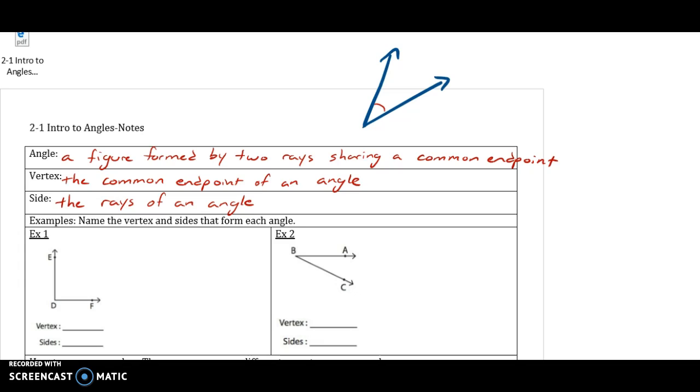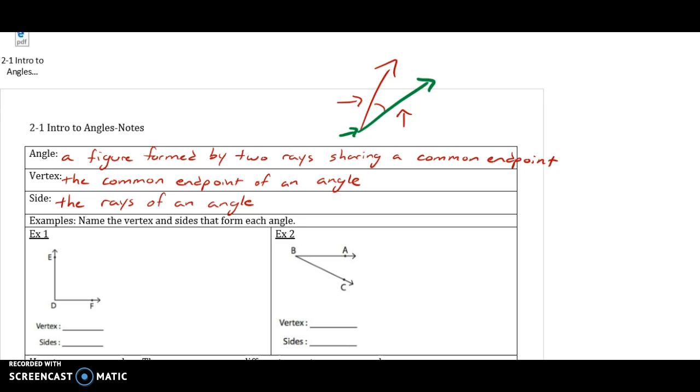Here's an angle. It is a figure formed by two rays. You can see we have one ray here in red and the other ray here in green. The vertex is the common endpoint of the angles. This is your vertex, and your sides are the rays of an angle. So here's one side, here's your other side.